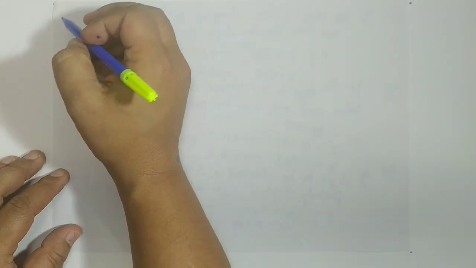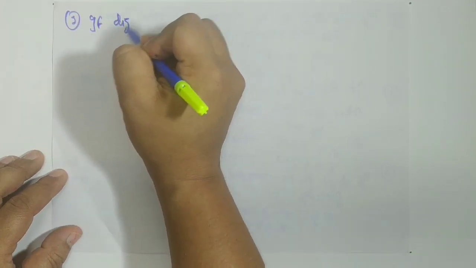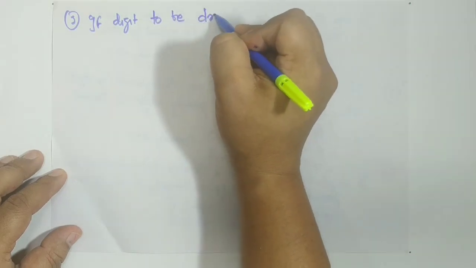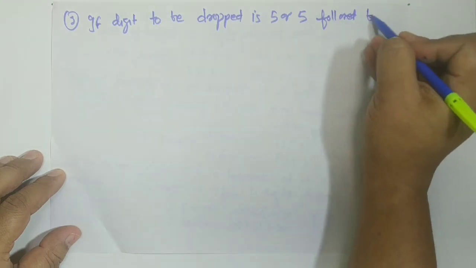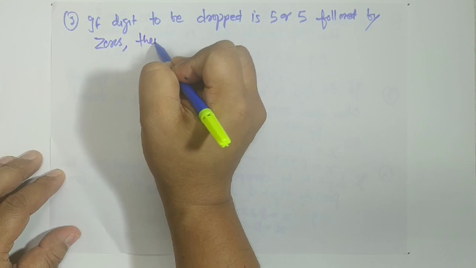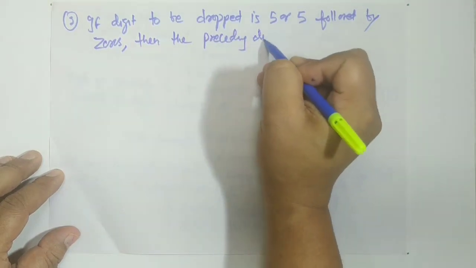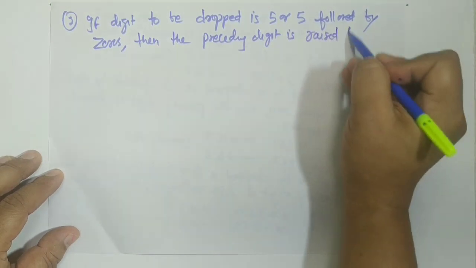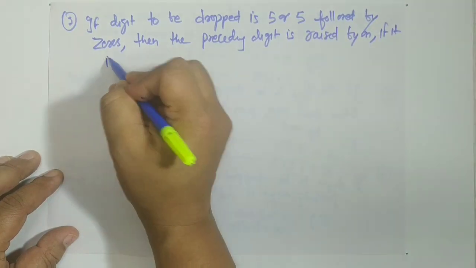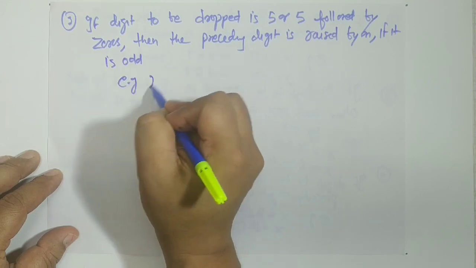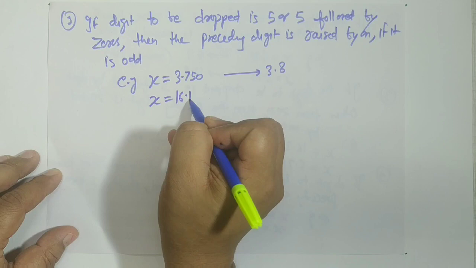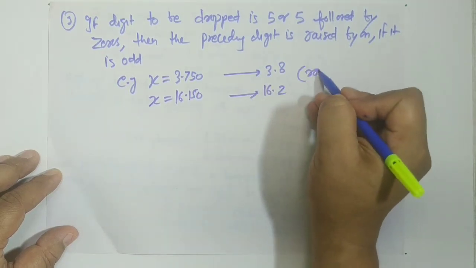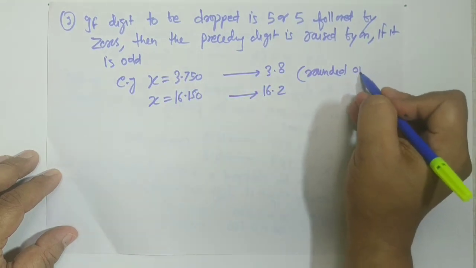Now what will happen if it is odd? If the digit to be dropped is 5 or 5 followed by zeros, then the preceding digit is raised by 1, if it is odd. So I think you can understand it. Example I am giving, x is 3.750. It will be rounded off to 3.8. Or x is 16.150, rounded off to 16.2. Why? Because 7 and 1 are odd numbers, so they are rounded off to the higher one.